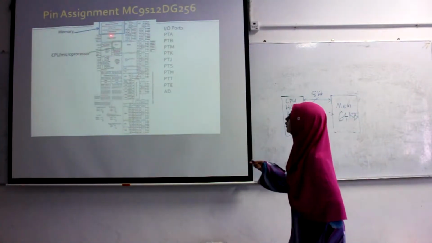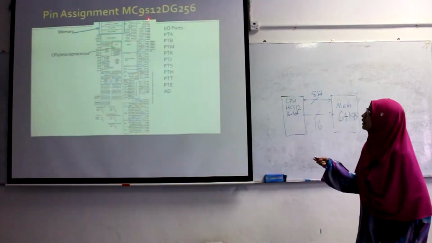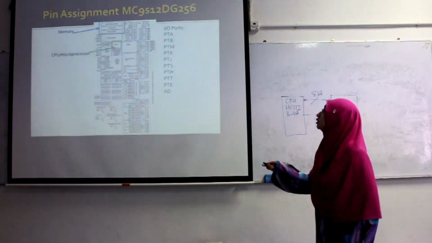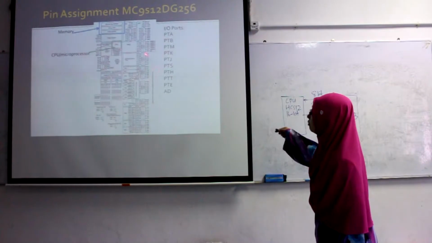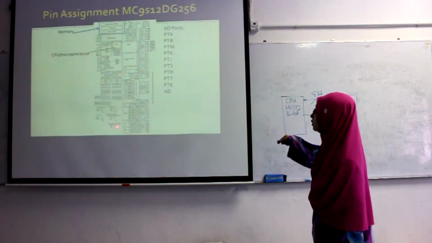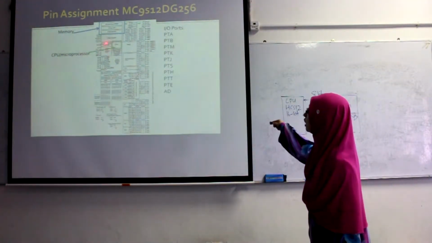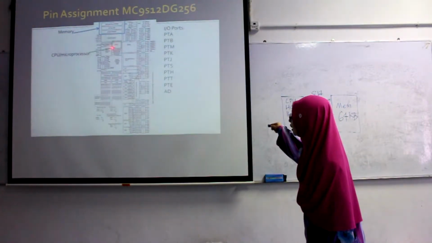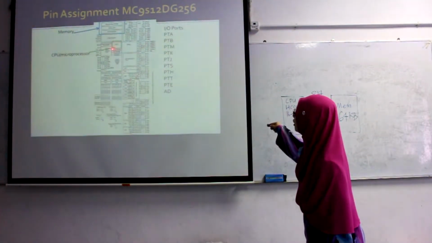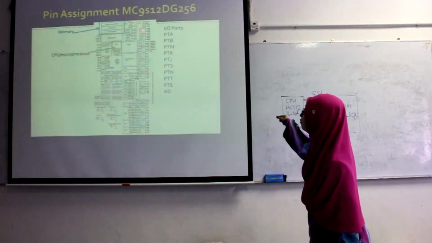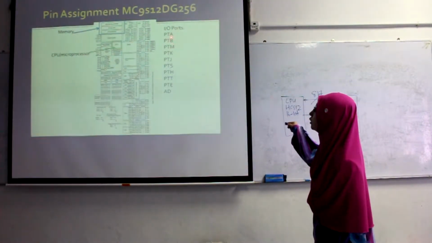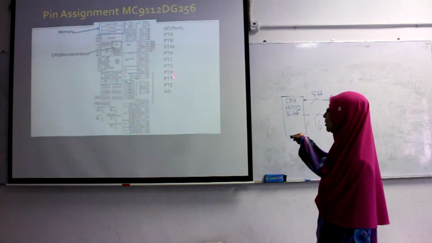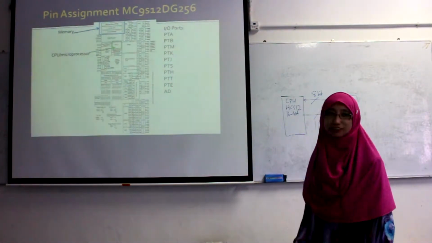This is for the specific IC, the MC9S12DG256, we will use in the lab. This is the diagram of the microcontroller HCS12. Where is the memory? This is our memory, and where is our CPU? Here is our CPU12. The rest are for the I/O ports. We have port A, port B, port M, port K, port J, port S, H, T, E, and analog to digital.